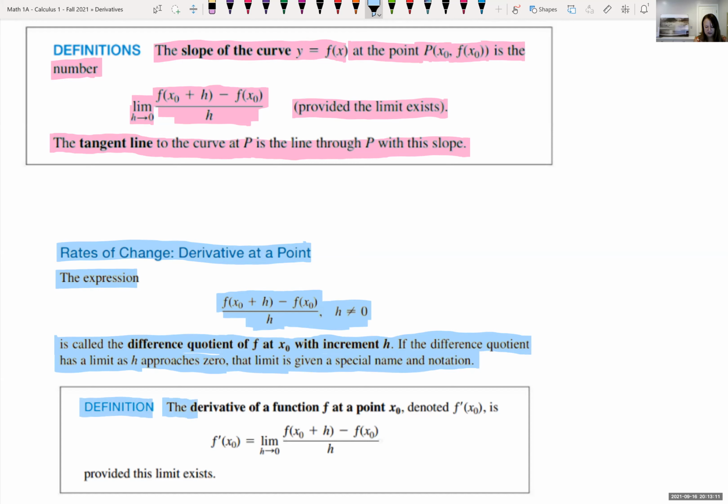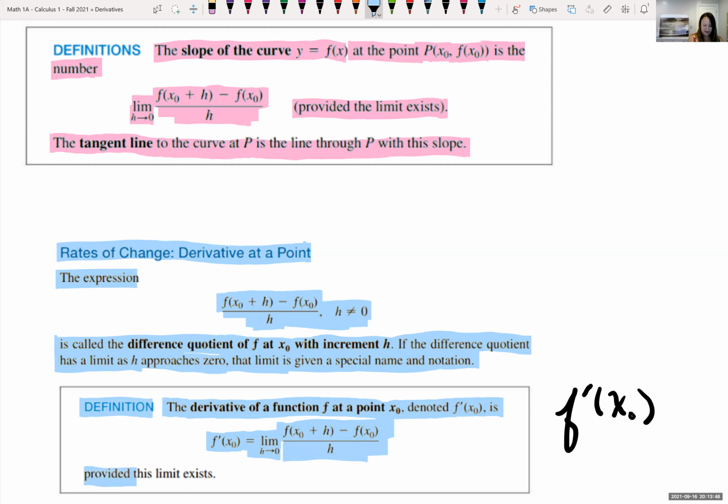Here's our derivative. So the derivative of a function f at a point x sub 0 is denoted by, you can't see it, it's f, there's a prime here, a little dash, and then x sub 0. I read it as f prime of x sub 0, or the derivative of f at x sub 0, and it is given by the limit as h approaches 0 of f of x sub 0 plus h, all of that minus f of x sub 0 all over h, provided the limit exists.